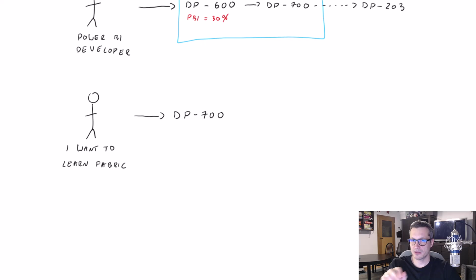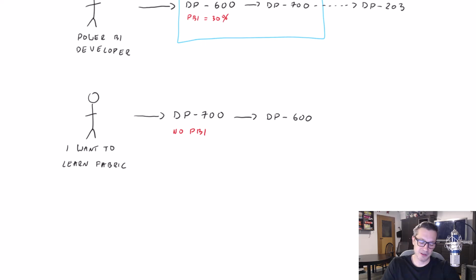And why this one and not 600? Because it doesn't contain Power BI. And Power BI is a big part just to learn and master. And maybe at the beginning, you would like to avoid this. And once you know this data engineering in Fabric, you might want to go with the Power BI part, which would be DP-600.